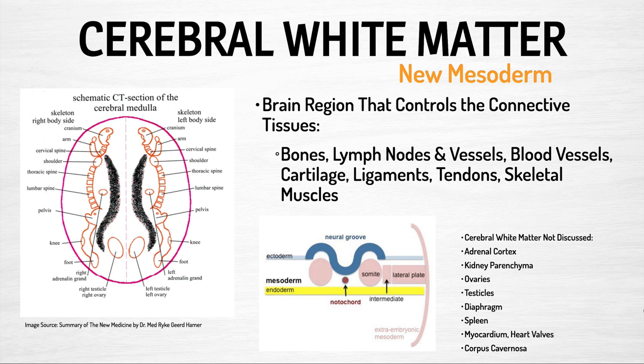Embryologically, we have to remember that there were three tissue layers from which all of the bodily tissues were formed. We've got the endoderm, the mesoderm, and the ectoderm. The mesoderm is divided into old mesoderm and new mesoderm. So this is the new mesoderm-derived tissues. It's all controlled from this region of the brain, the cerebral white matter.